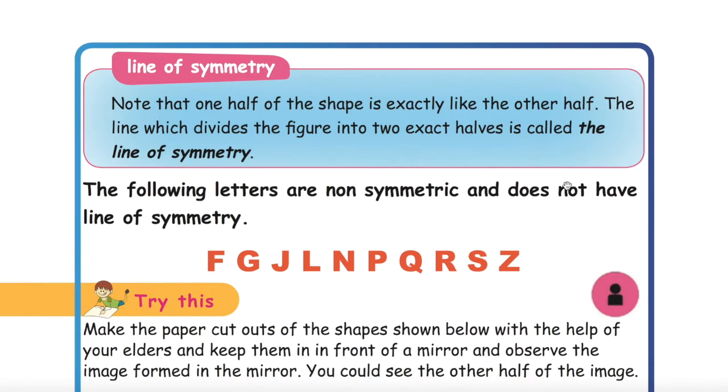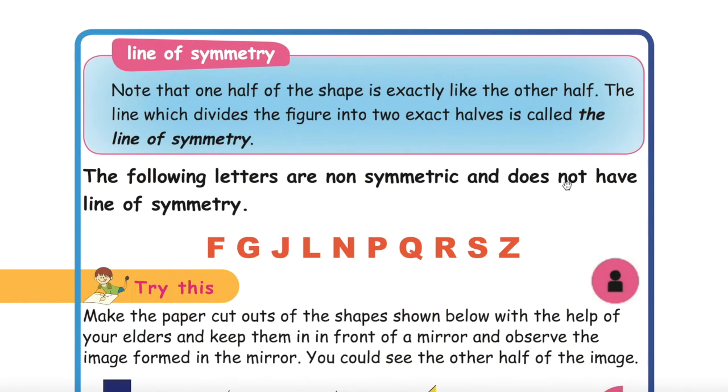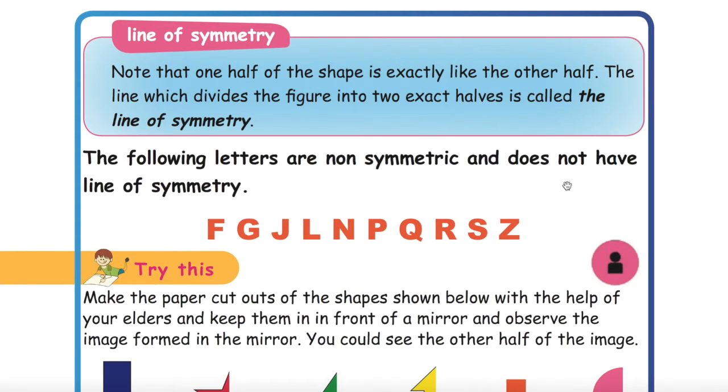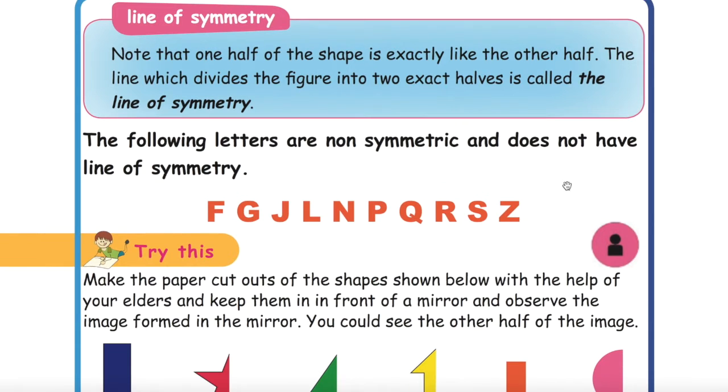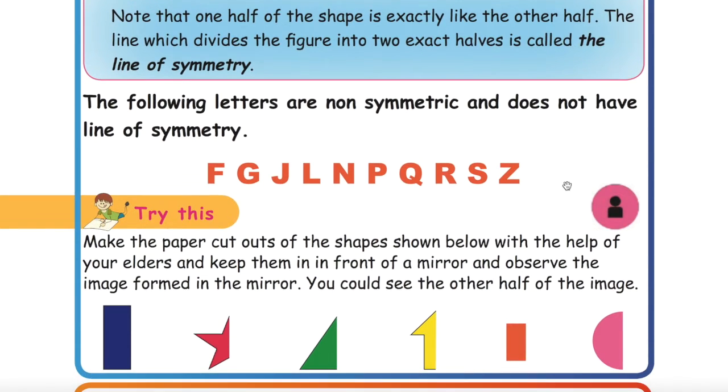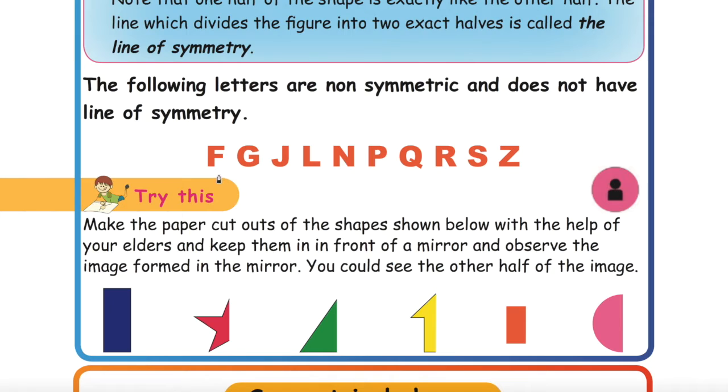Line of symmetry. Note that one half of the shape is exactly like the other half. The line which divides the figure into two exact halves is called the line of symmetry. The following letters are non-symmetric and do not have a line of symmetry: F, G, J, L, N, P, Q, S, Z.